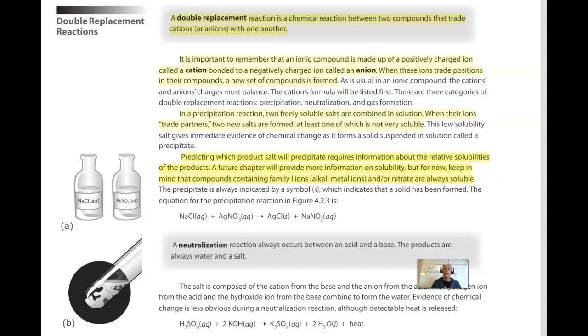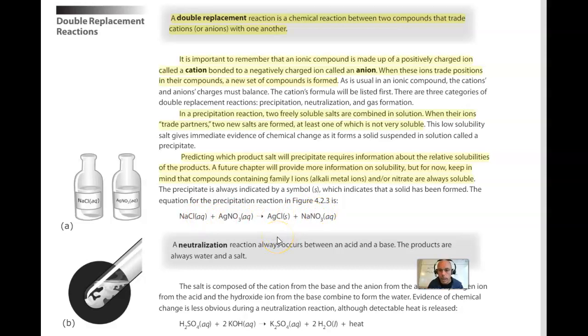If an ionic compound has a group 1 metal in it, an alkali metal, sodium, potassium, rubidium, cesium, those are always soluble. Any salt with a group 1 metal in it is soluble, which is why sodium chloride is soluble, or sodium nitrate, for example.